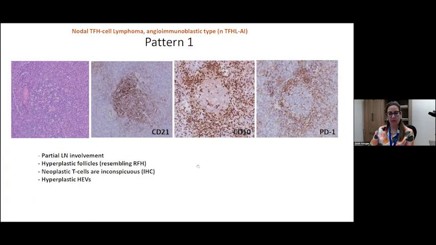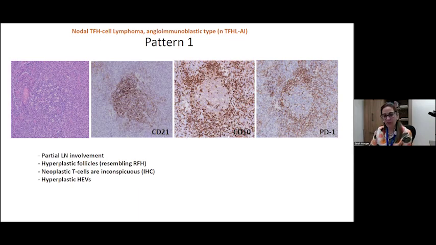So this is pattern 1. These figures are from the WHO 5th edition, and it's showing basically reactive follicles, and the focus in those images is on one of them, showing reactive lymphoid follicles, sometimes with the mantle zone not very well showing. CD21 is highlighting the follicular dendritic meshworks within the follicle, but they are not really expanded. And the neoplastic T cells are inconspicuous and hard to diagnose in this pattern of lymphoma.